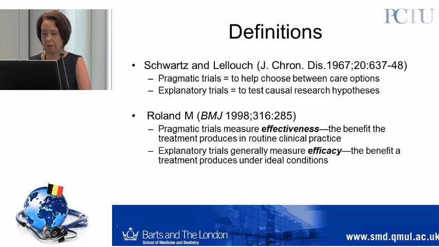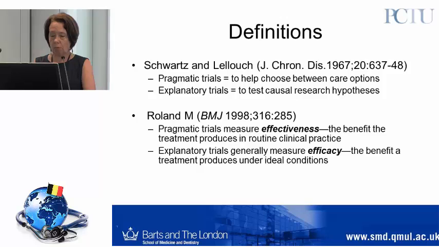So about 30 years later, Martin Rowland and David Torgerson in the British Medical Journal put a slightly different perspective on this, and they define pragmatic trials as those that measure effectiveness, what will actually happen in routine clinical practice, or some people like to think of that as the real world, and explanatory trials as being those that evaluate efficacy. That's what kind of effect the treatment will produce when it's in ideal conditions.